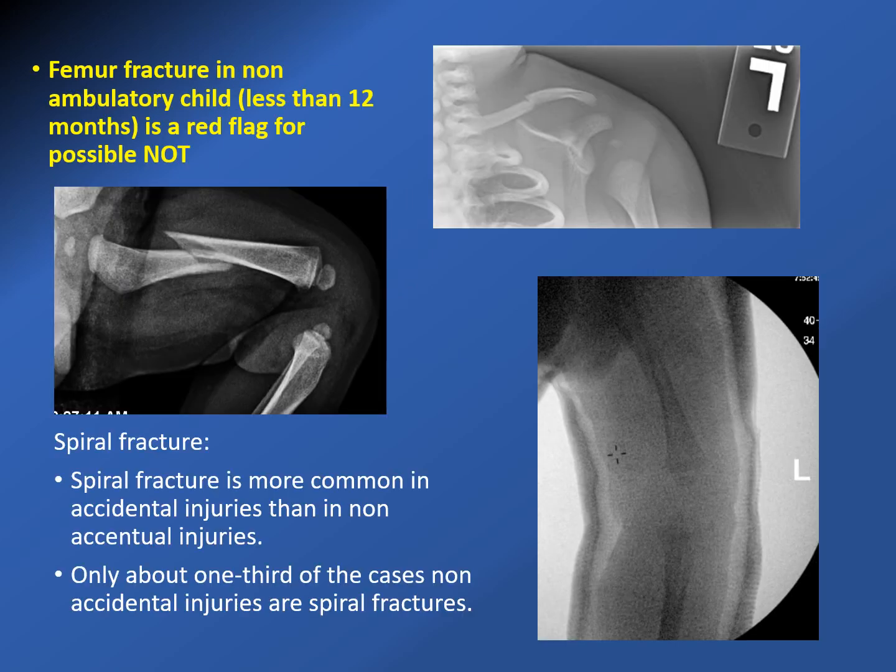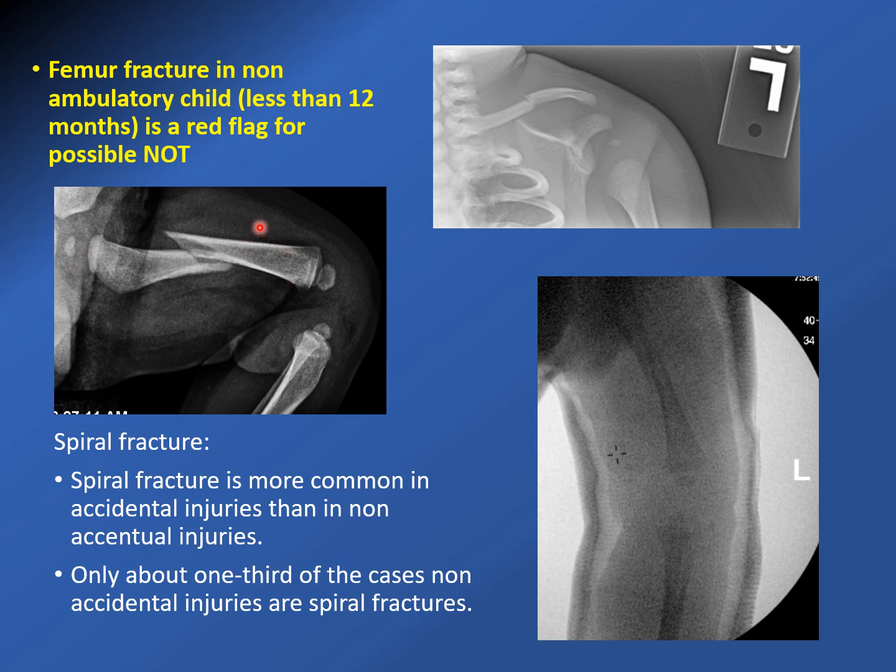So now let's go back to our topic with femur fracture. What are the cases of femur fracture where you should suspect non-accidental trauma? The most important thing is if you have a femur fracture in a non-ambulatory child. So if you have a child less than 12 to 16 months, non-ambulatory, and he gets a femur fracture, that should raise your suspicion of possible non-accidental trauma.